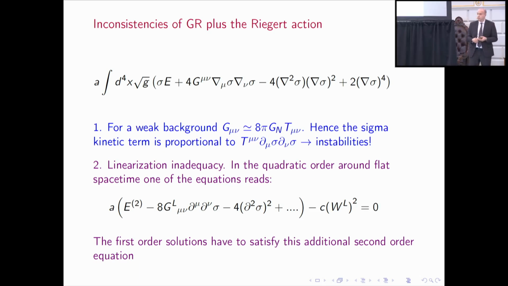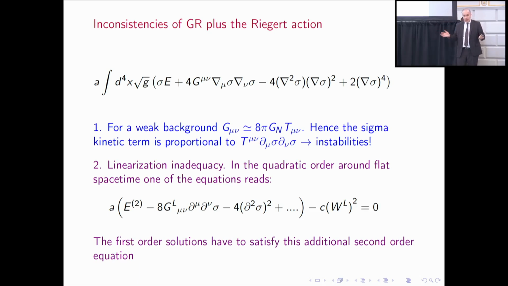The next problem, so I'm going to point out 3 problems. The next one is actually not a problem, it's a big inconvenience, but such an inconvenience also signifies that there is something wrong with the theory. That goes under the name of linearization inadequacy. Ordinarily, we are able to linearize theories around some weak backgrounds, calculate the linear response, and then systematically calculate nonlinear corrections to them. In such a theory, you cannot quite do this.